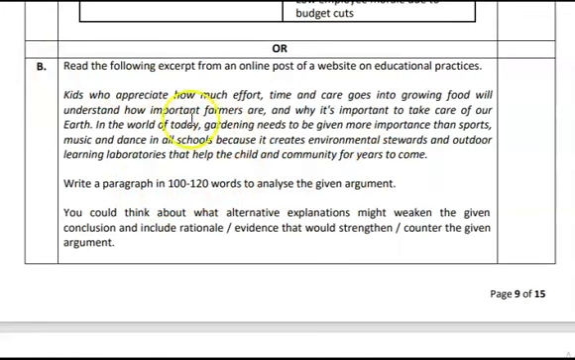So again, in this type of question also, you are provided with enough material. You have to just represent it in your own words and entire marks are yours. Now, here you could think about what alternative explanations might weaken the given conclusion and include rationale, evidence that would strengthen or counter the given argument. That means for this question also you can go for the support or you can write against the given opinion.